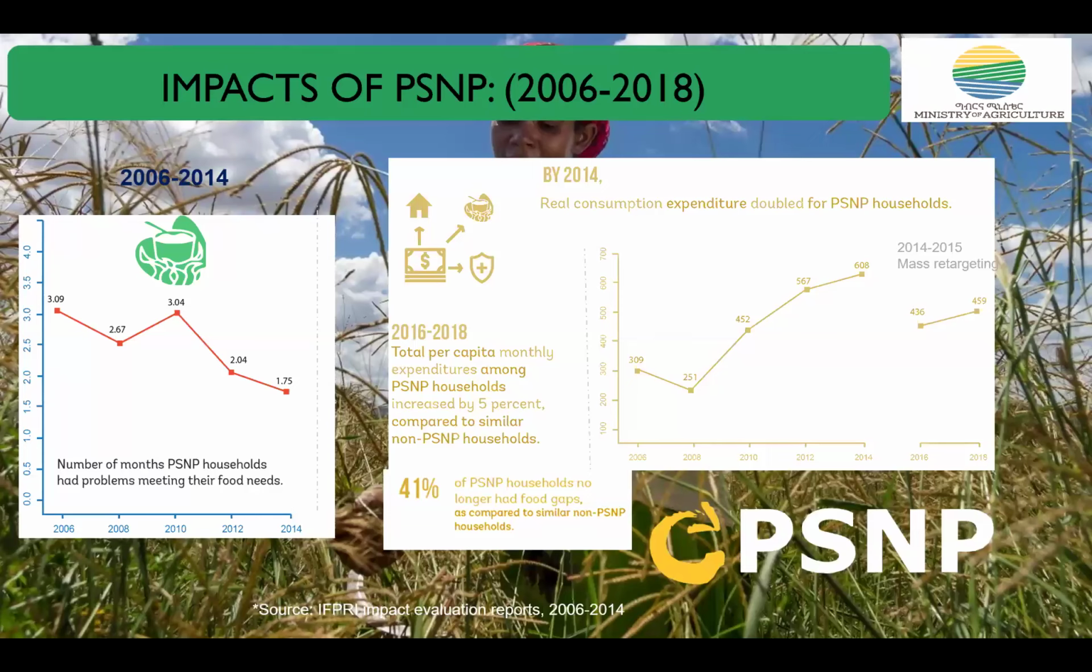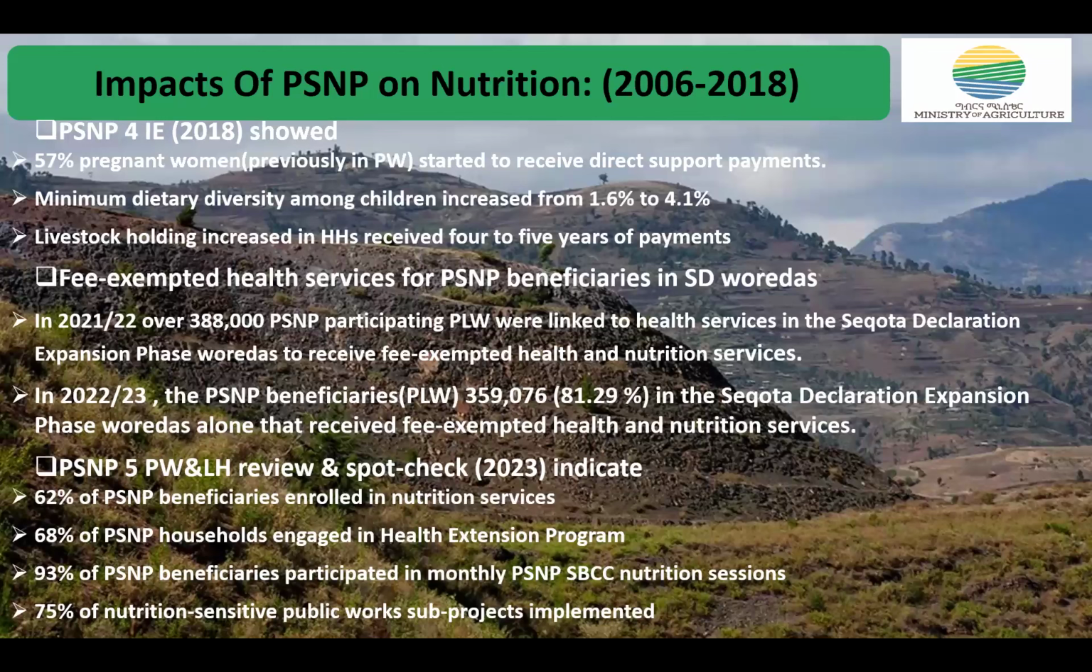Specifically in nutrition, the PSNP impact evaluation showed us, for instance, that 57% of pregnant women started to receive direct support payments. As I mentioned, they change from public work to direct support when they know they are pregnant. Minimum dietary diversity among children also increased from 1.6% to 4.1%. There is also a livestock holding increase in households that received 4 to 5 years of payments.